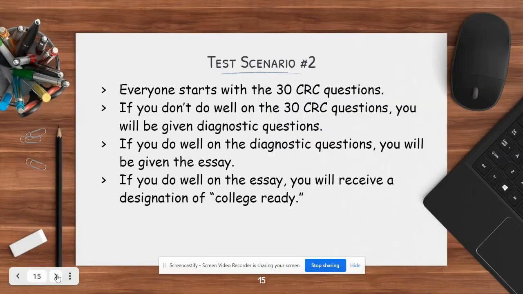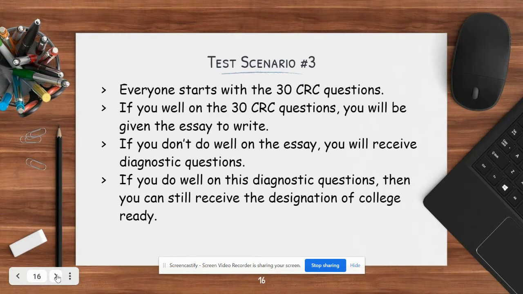So for the students, they start again. Everybody starts with those 30 CRC questions. If they don't do so well, they'll be given the diagnostic. Now that's where they can turn it around and be the comeback kid. If they do well in the diagnostic, then they'll get the essay, and then if they do well in the essay, they get college ready.